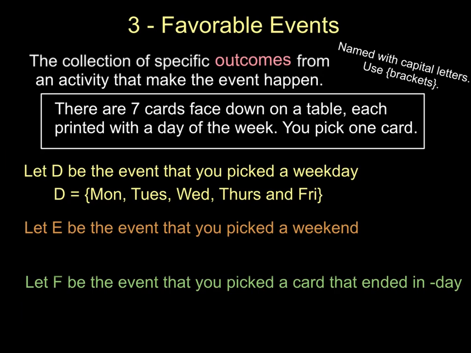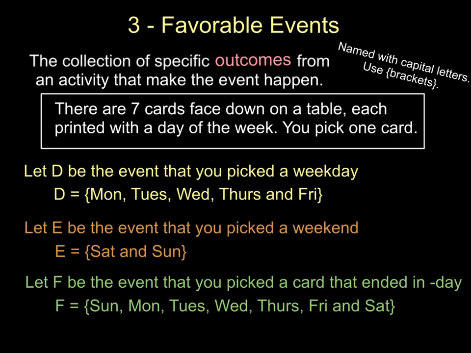For E, we're going to be talking about the weekend. There happen to be only 2, so we would write that as our capital letter E, and then in brackets, Saturday and Sunday would be our 2 favorable events. Last, we could just talk about days that end in D-A-Y, and for event F, that's all of them. So we have 1, 2, 3, 4, 5, 6, 7 favorable outcomes, and that happens to be all of the different days of the week.